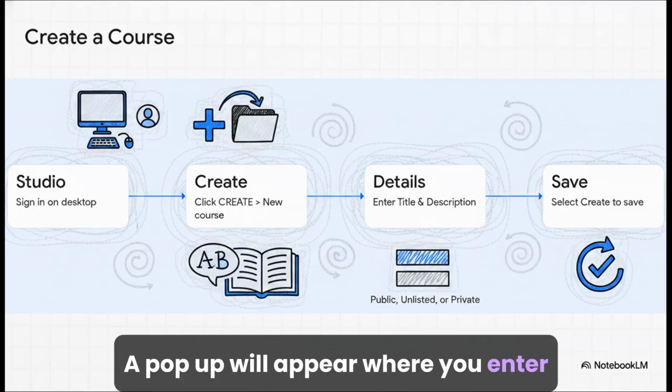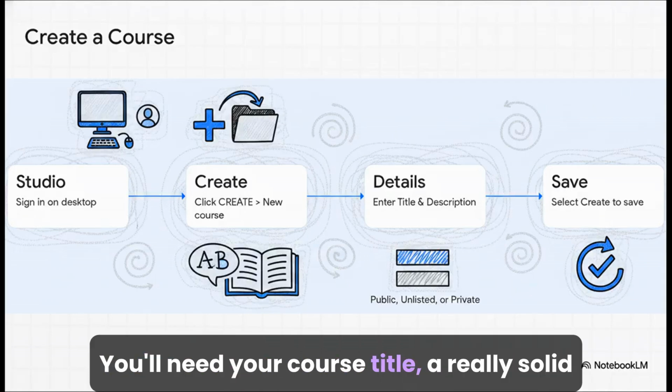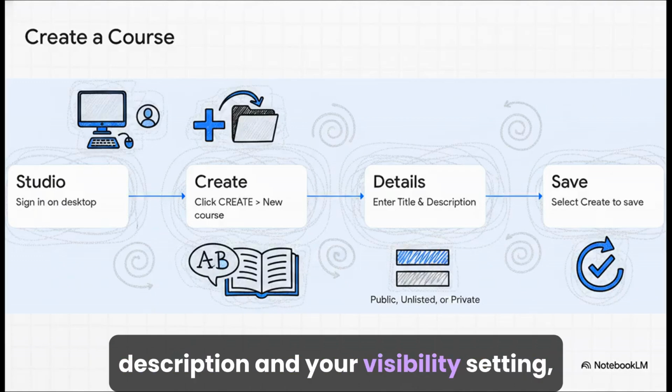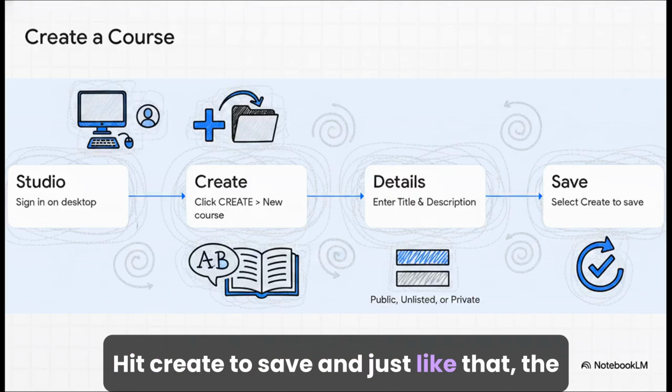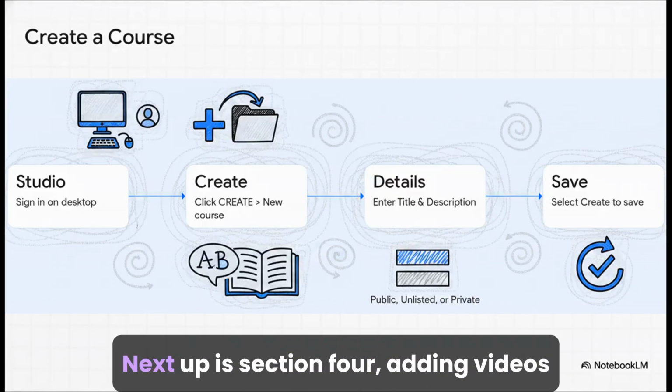A pop-up will appear where you enter your core details. You'll need your course title, a really solid description, and your visibility setting, whether that's public, unlisted, or private. Hit Create to save, and just like that, the digital walls of your classroom are up.